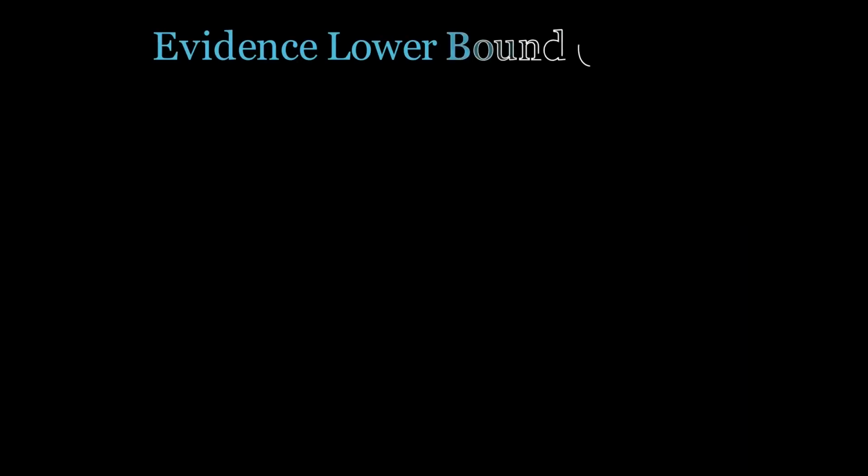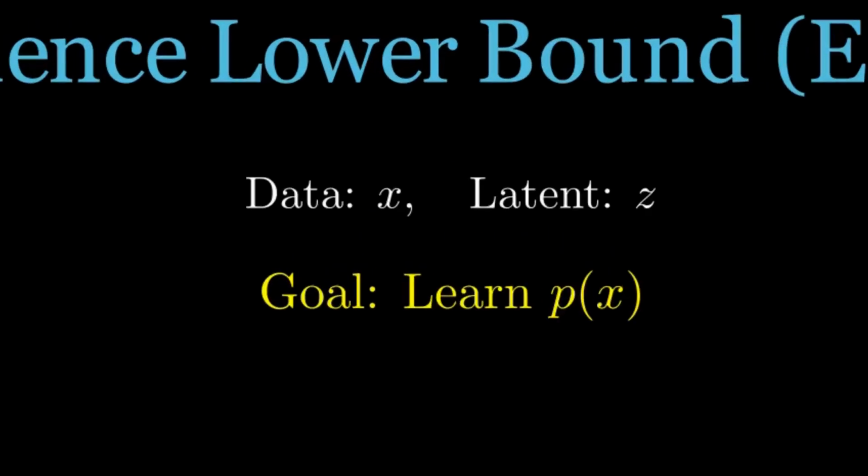Now before going forward, we need to understand about evidence lower bound or ELBO, which are used in variational autoencoders as well. In diffusion models, we work with observed data x and latent variables z.